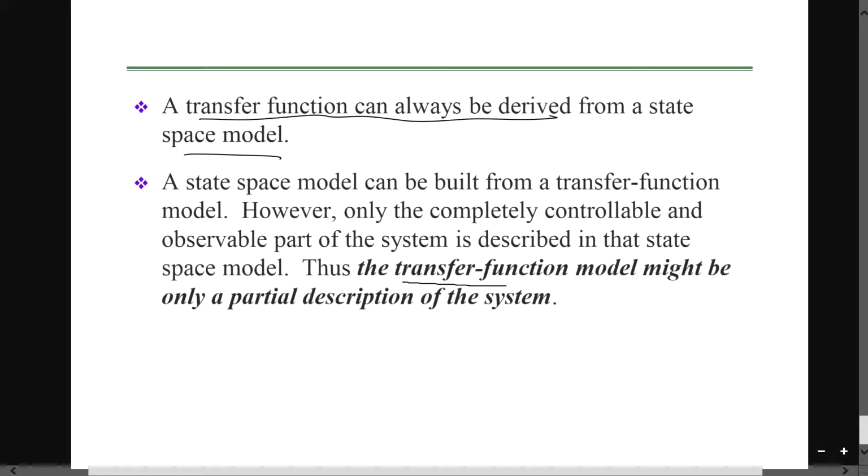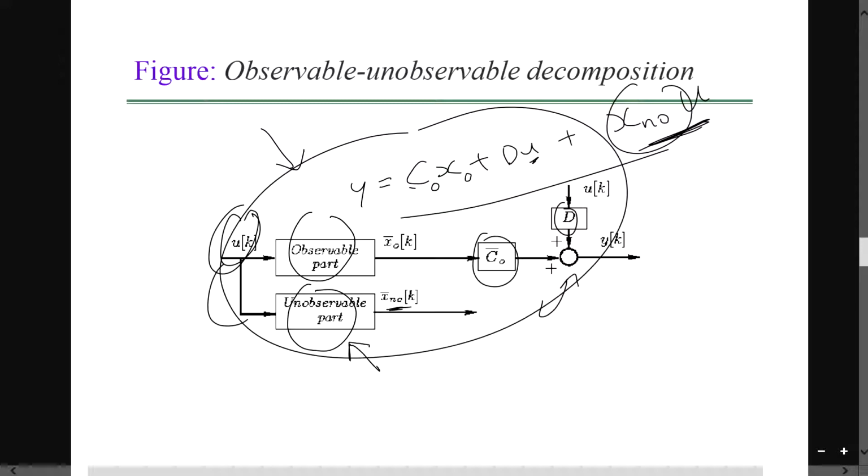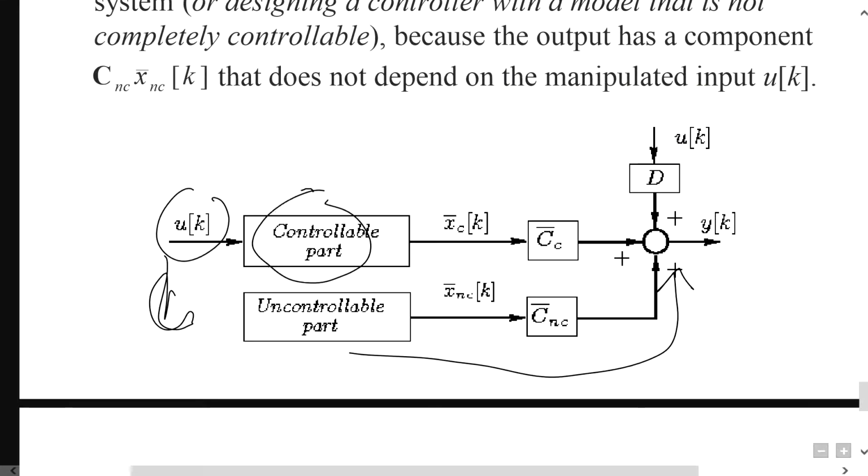And do take note that your transfer function model might be only a partial description of the system, because in your system you may have an observable part and an unobservable part. So you may actually lack something that you didn't actually see. You may not foresee certain stuff, so you need to understand this and predict. Likewise, for the controllable or uncontrollable parts, you also need to foresee these things. So you may need to foresee the uncontrollable part and find ways to improve it, to make it controllable and things like that.